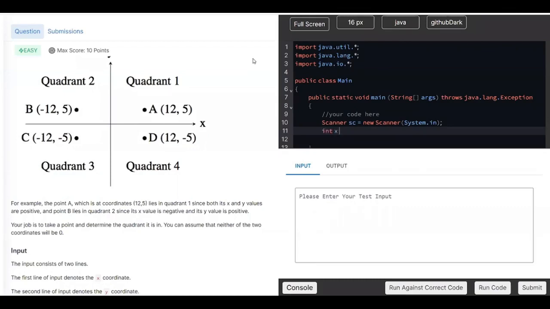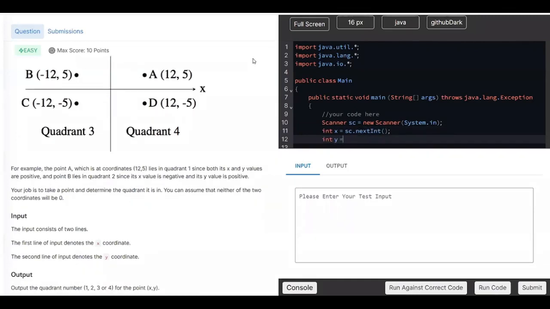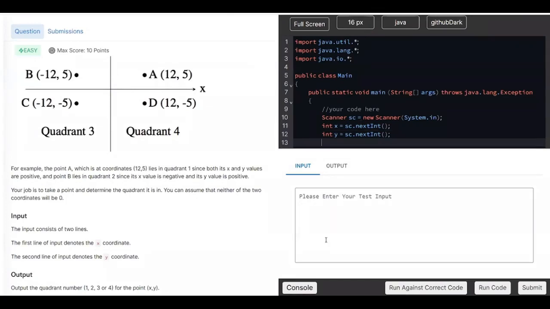So let's take the x coordinate. int x is equal to sc.nextInt(). So I've read the x coordinate. Then let's read the y coordinate. int y is equal to sc.nextInt(). So I have read both the x and the y coordinates from the user.